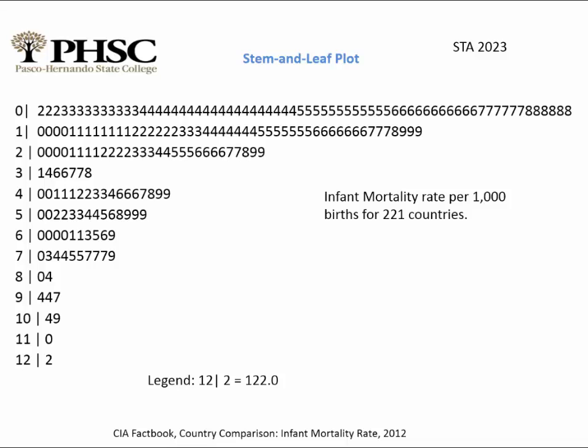So the legend is that if I have 12 | 2, that's equivalent to 122. So that particular country has 122 infant mortality per 1,000 births. So it's easy for you to see the value. So the 1 | 9, you have 94, 94, 97. The 8 is 80, 84, and so on and so on. So that's the stem and leaf plot.